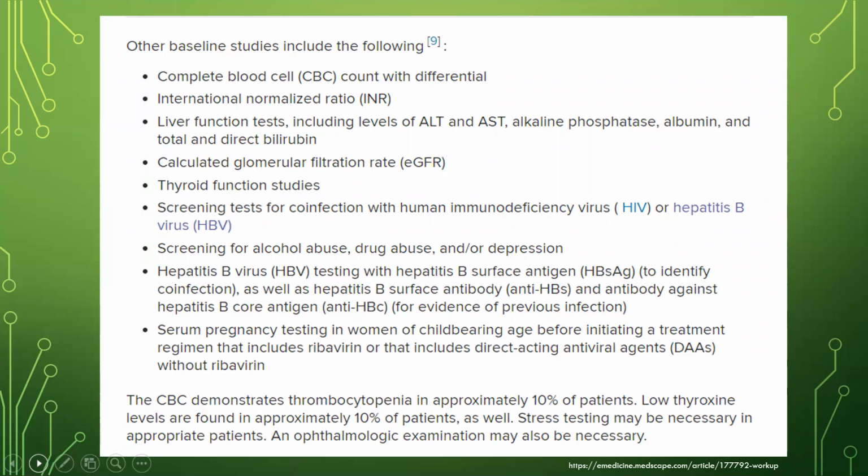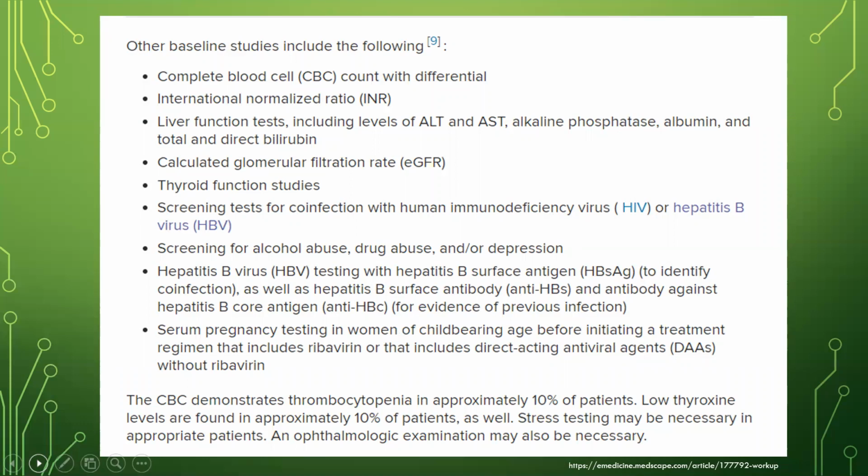The other baseline studies include complete blood count with differential, international normalized ratio, liver function test, calculated glomerular filtration rate to evaluate and prevent expected complications, thyroid function study, screening test for coinfection with human immunodeficiency virus or hepatitis B, screening for alcohol, drug abuse, or depression, hepatitis B testing with hepatitis B surface antigen, as well as surface antibody and antibody against core antigen.